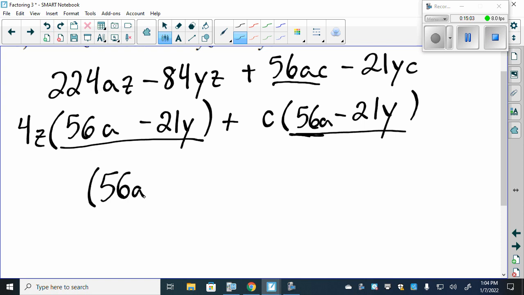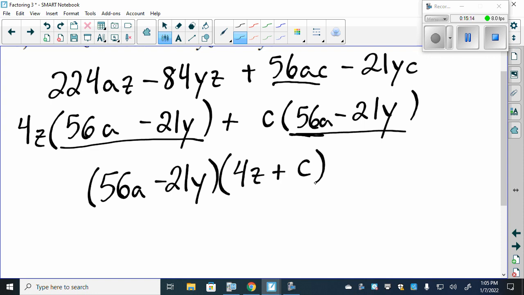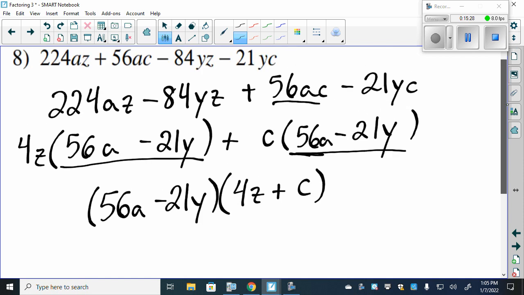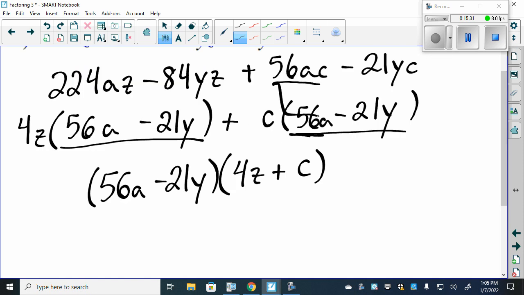If we can factor out 56a minus 21y from both, from the first we're left with 4z plus c. Because when we factored out the 4z, it worked out that both of them were the same. Because we already had the 56 and 21, so we didn't have to factor anything else out number-wise from these two here because they already matched up with the numbers. We only needed to take out the c. Any questions on this here?